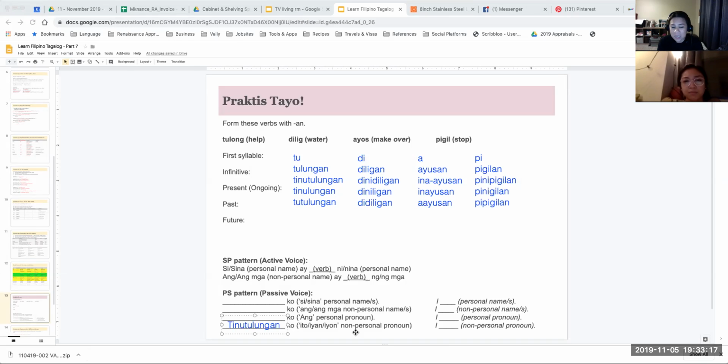Because it's a non-personal pronoun. It's not a general noun. It's a pronoun already, so you don't need to mark it. You don't say ang ko or ang ito, only when it's plural, ang mga ito. Because there's no plural form for ito, iyan, iyon. Only singular. So you have to put the ang mga in front of it. Clear?